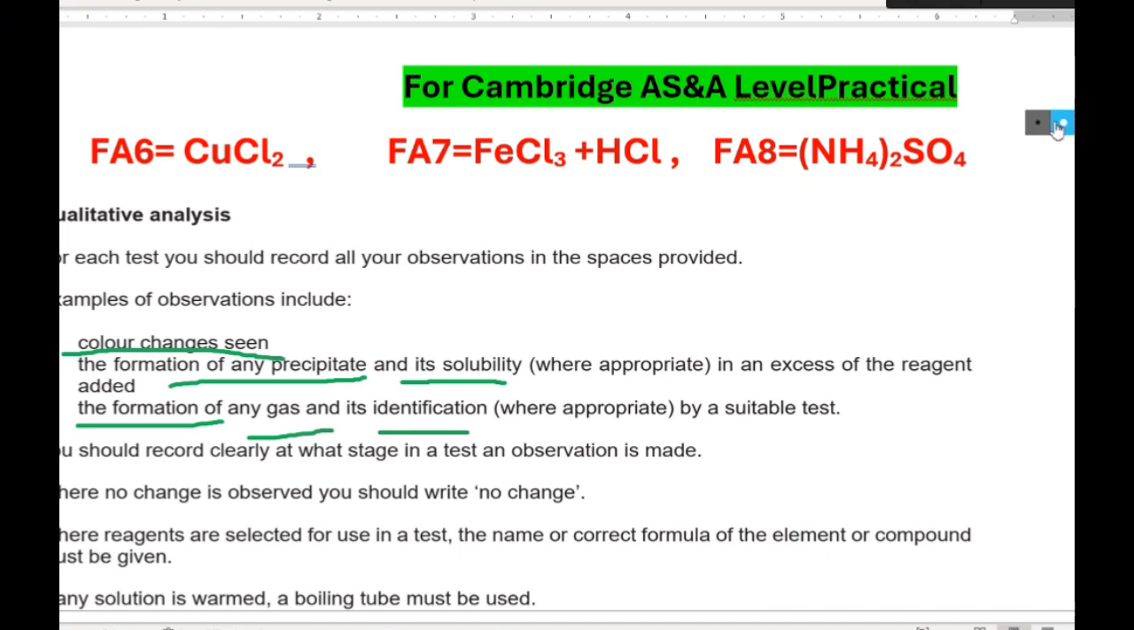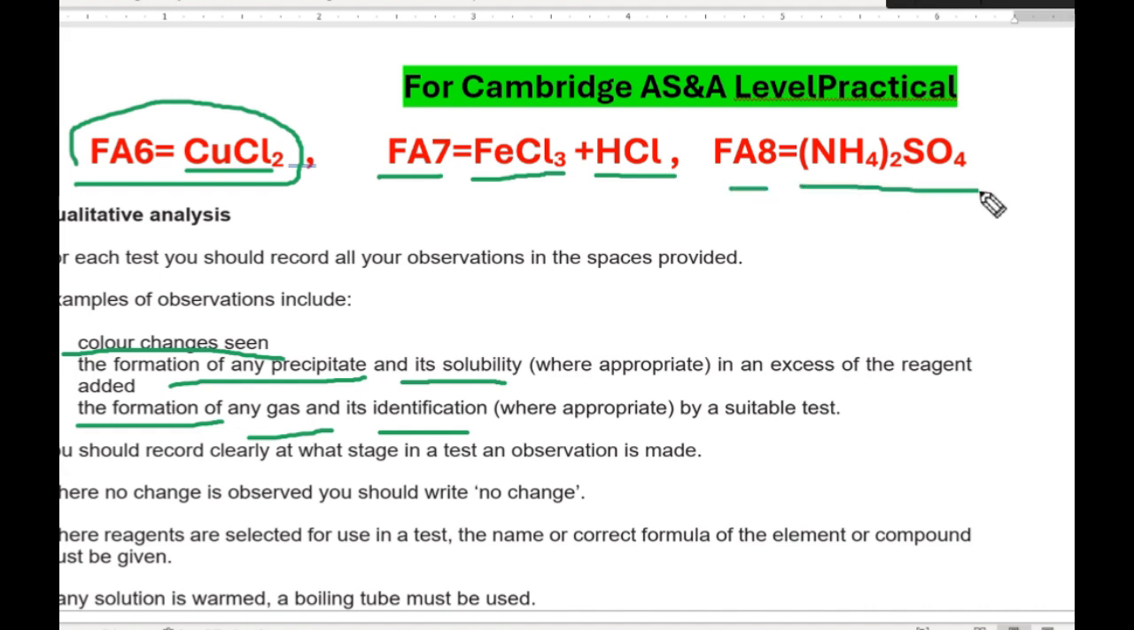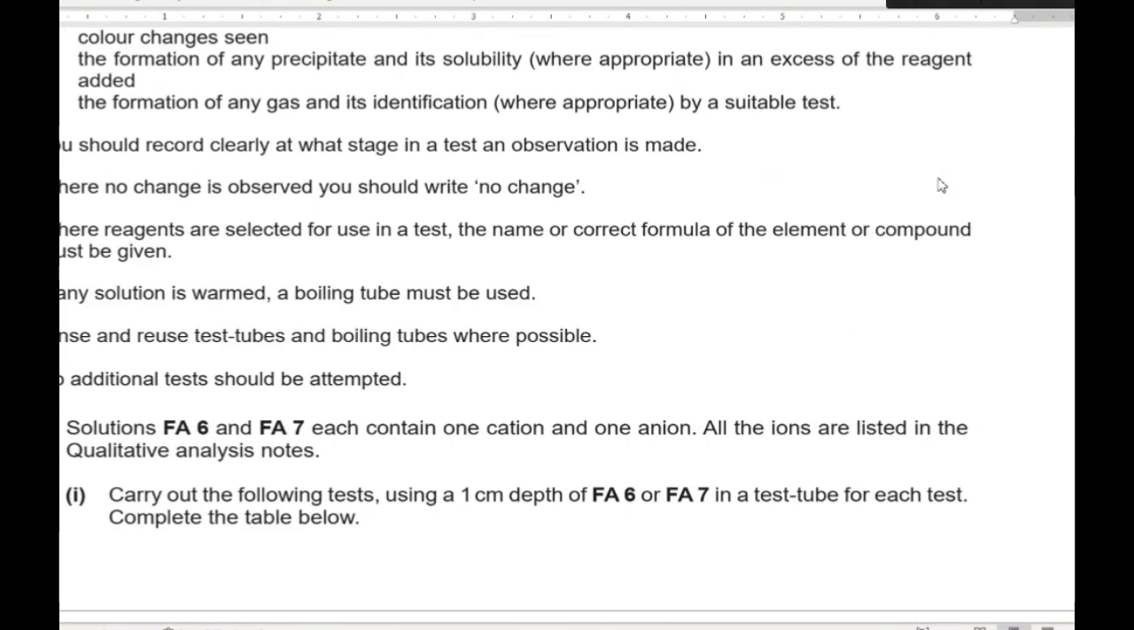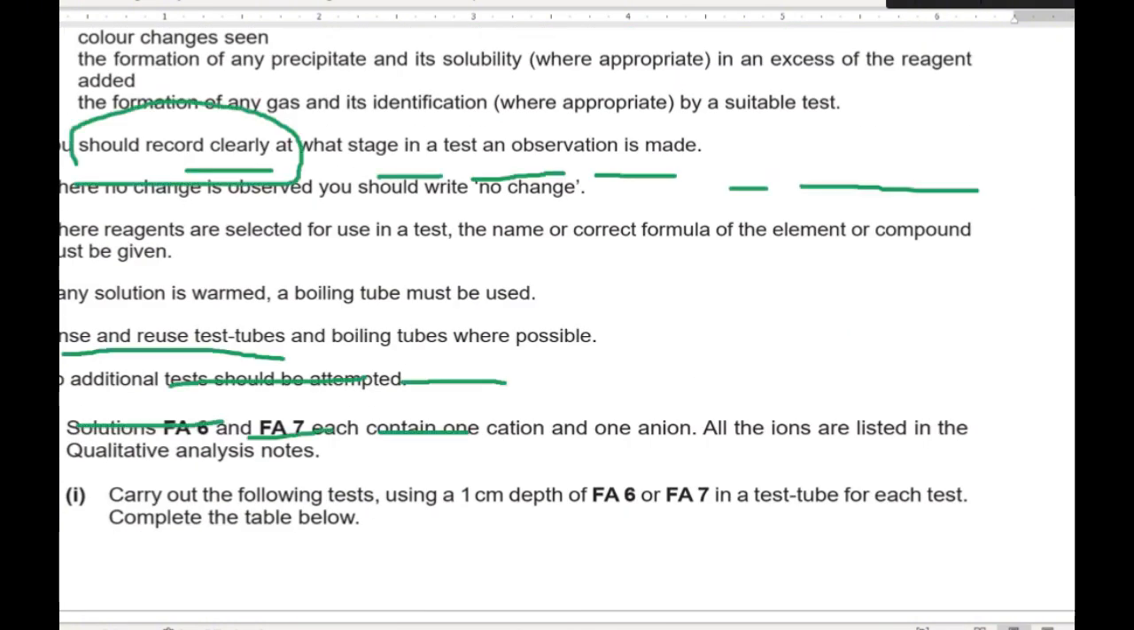And this salt analysis question, you are given FA6. FA6 is copper(II) chloride and FA7 is iron(III) chloride dissolved in hydrochloric acid, acidic iron(III) chloride. FA8 is ammonium sulfate. So now let's move.